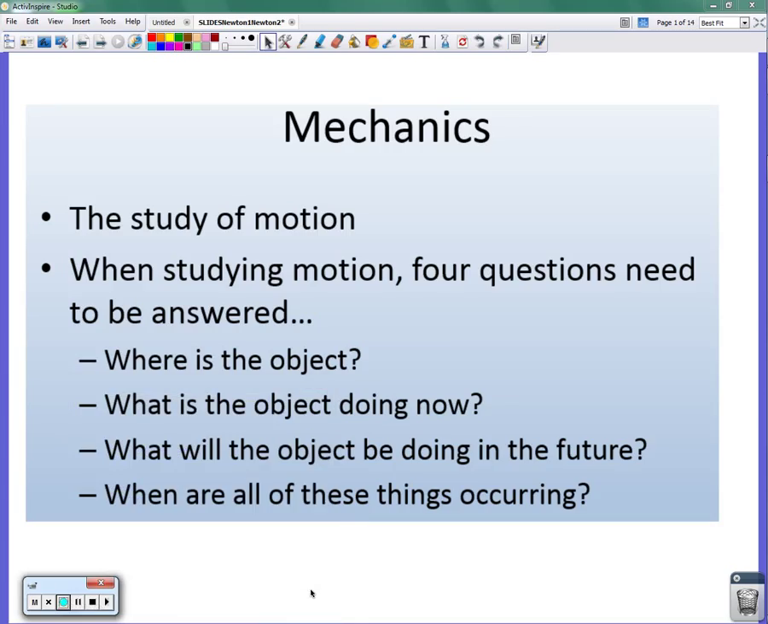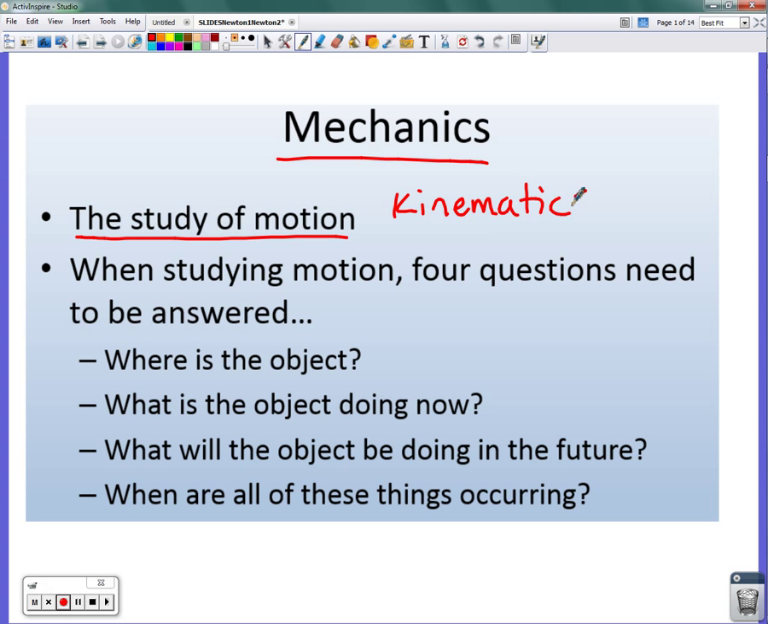Hey everybody! So we're about to move into the next unit on our study of mechanics, and as we discussed in the first unit that we did, mechanics is the study of motion. And in the first unit dealing with mechanics, we spent most of our time talking about kinematics. Kinematics is a branch of mechanics where we are describing motion without necessarily explaining it.